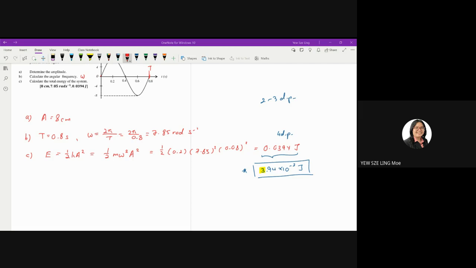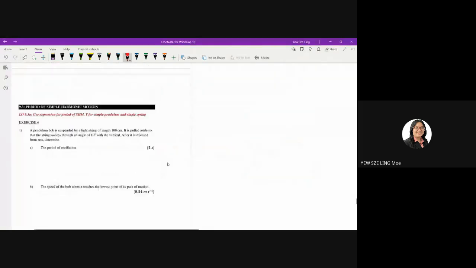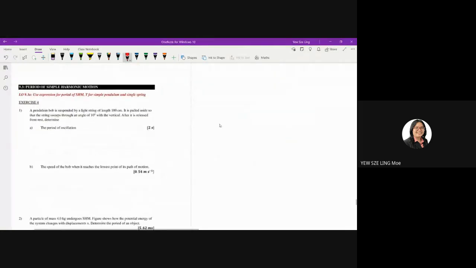Okay, so I hope you guys get ready for the last subtopic and also the last 4 questions in chapter 9. So in this subtopic, we're going to look at period for different types of objects. Okay, one for pendulum and another one for spring.